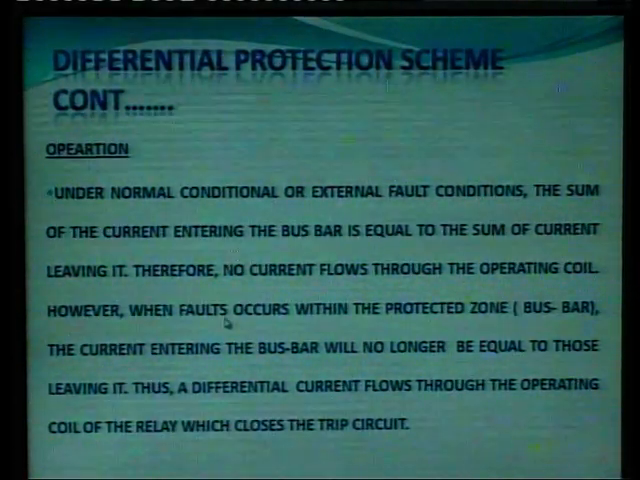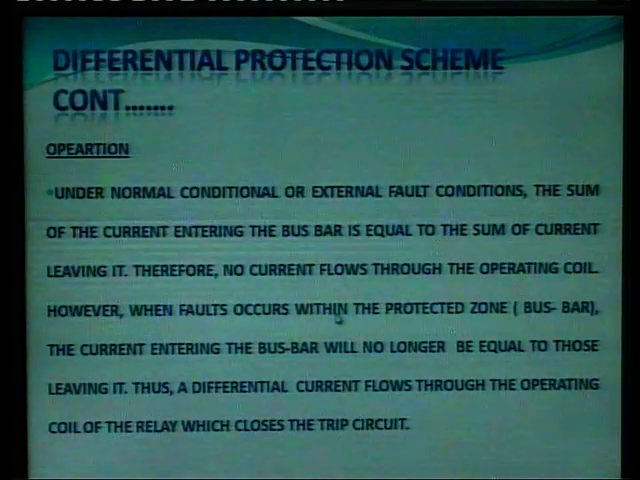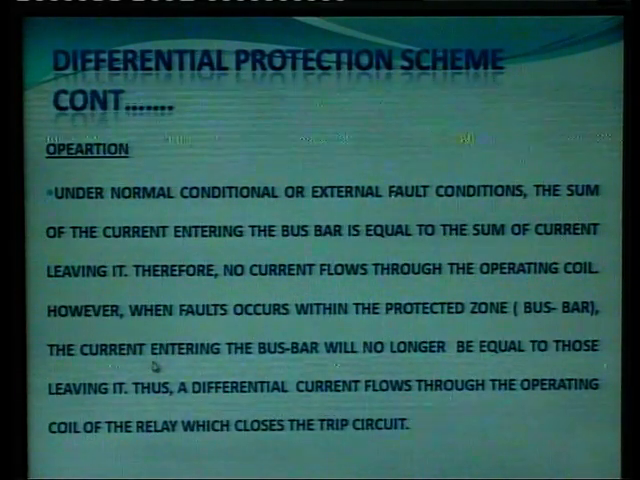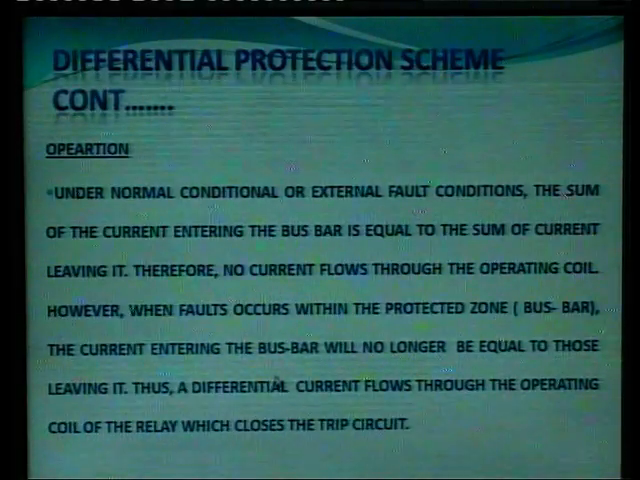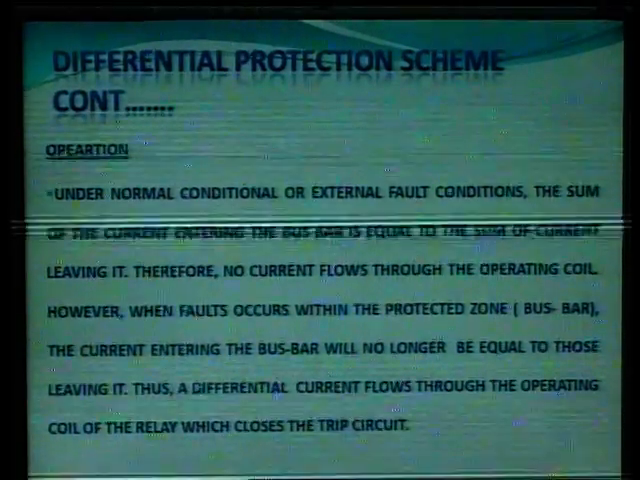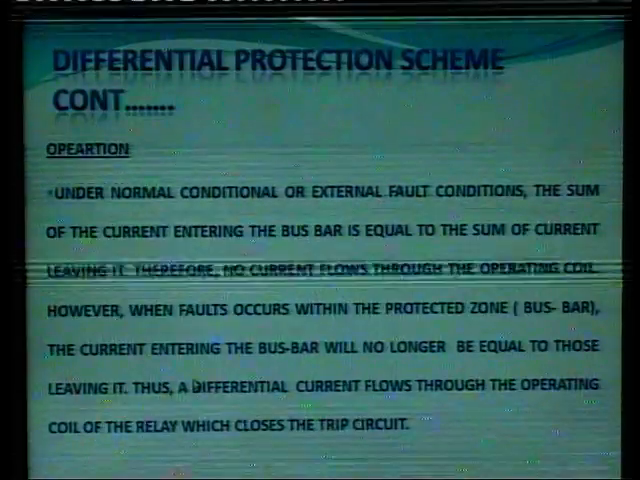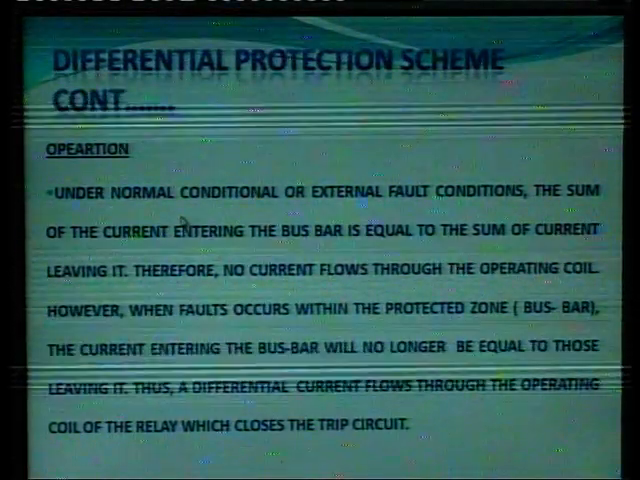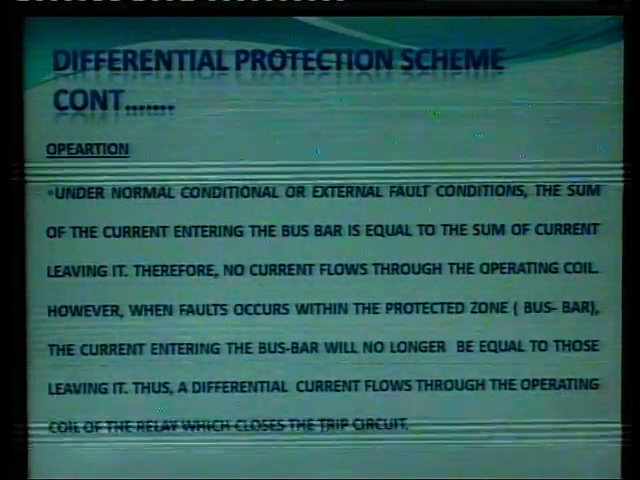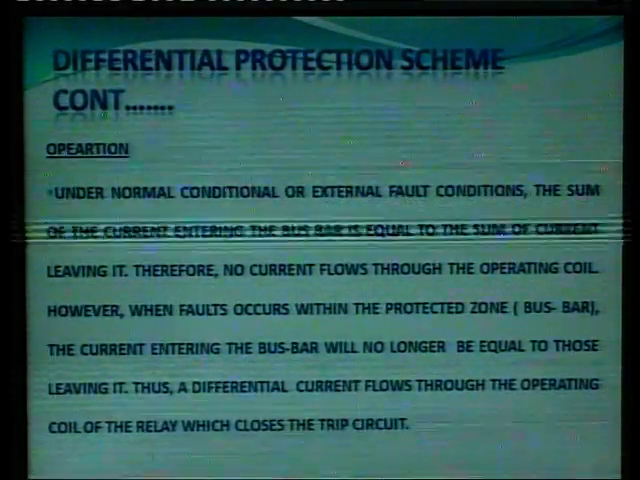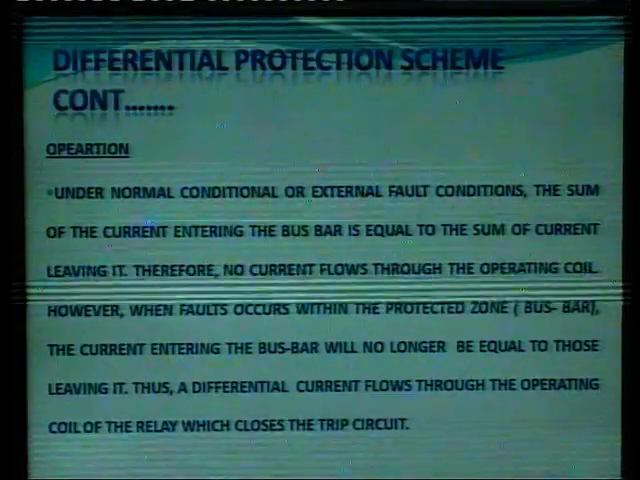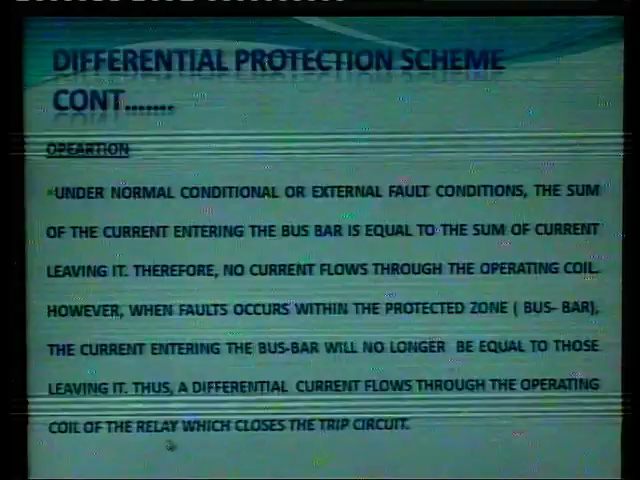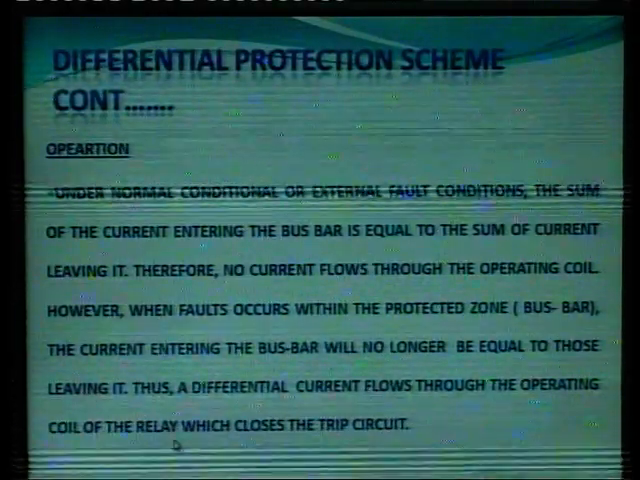However, when a fault occurs within the protected zone or the bus bar, the current entering the bus bar will no longer be equal to that leaving it. Therefore, the operating coil of the relay gets energized, which will in turn close the trip coil of the circuit breaker. Thus, a differential current flows through the operating coil of the relay, which closes the trip circuit.